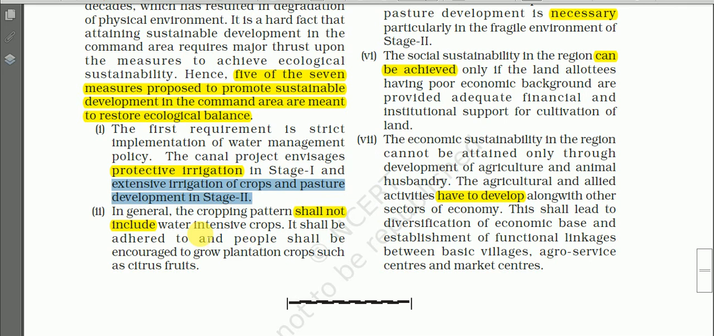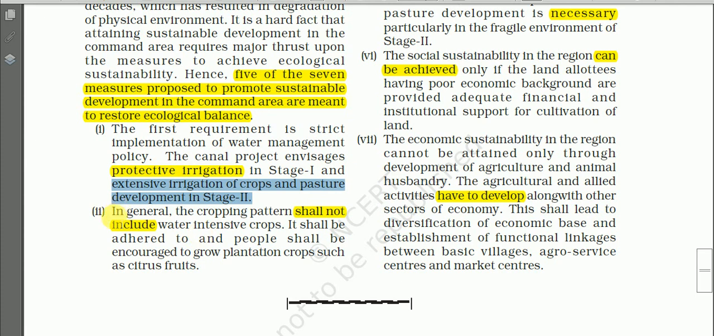And the canal project envisages protective irrigation in stage one. So what do you mean by protective irrigation? Here the main objective of protective irrigation is to protect the crops from the adverse effect of soil moisture deficiency, which means that irrigation acts as a supplementary source of water over and above the rainfall. That is what we call protective irrigation, and this is done in stage one, and extensive irrigation of crops and pasture grassland is done in stage two.